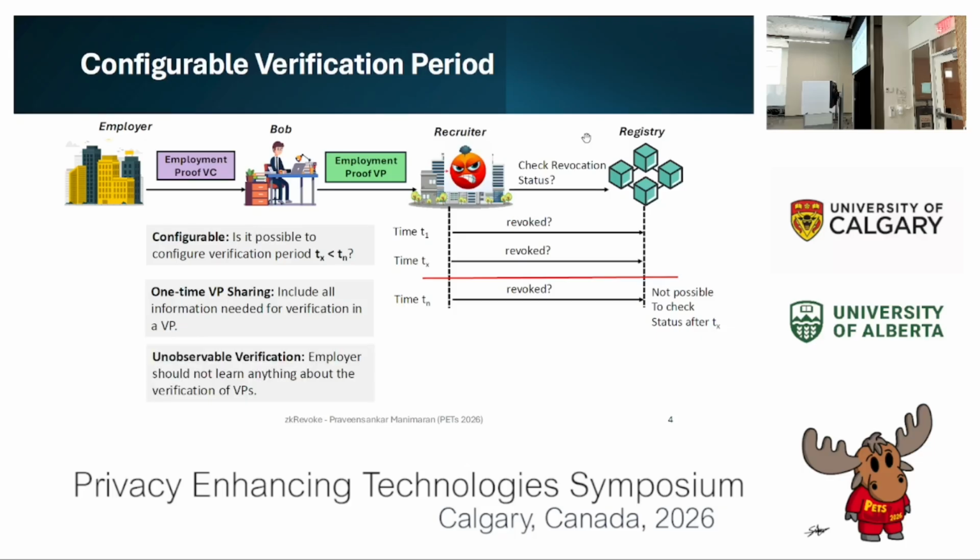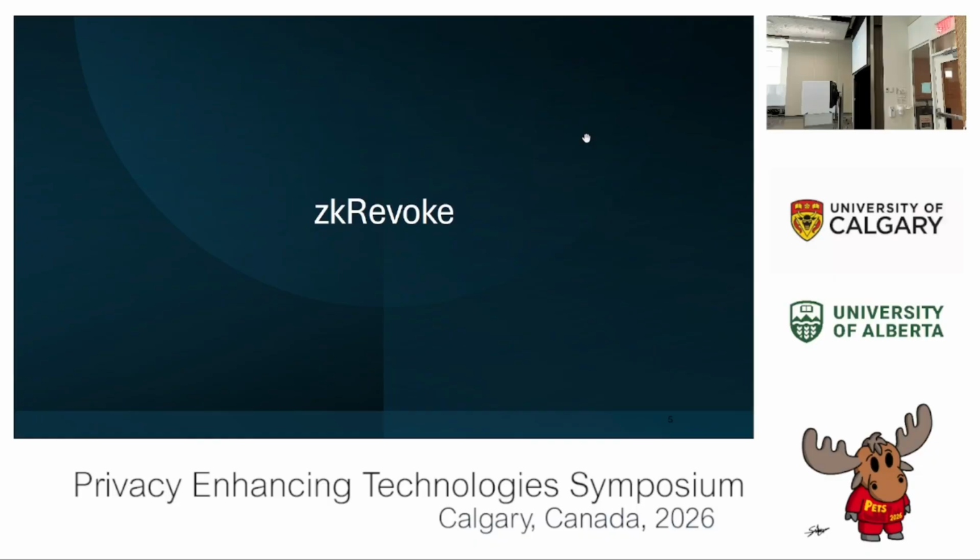Other than that, we also want the verification to be unobservable by the employers. If the employer knows that Bob is currently applying for a job, then it affects the working conditions. So ideally, employers should not learn anything about the interaction between the recruiter and Bob. To achieve these goals, we propose zkRevoke.